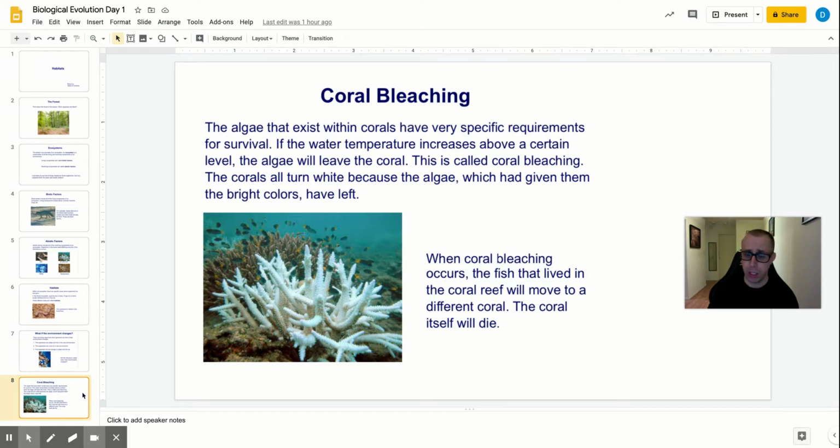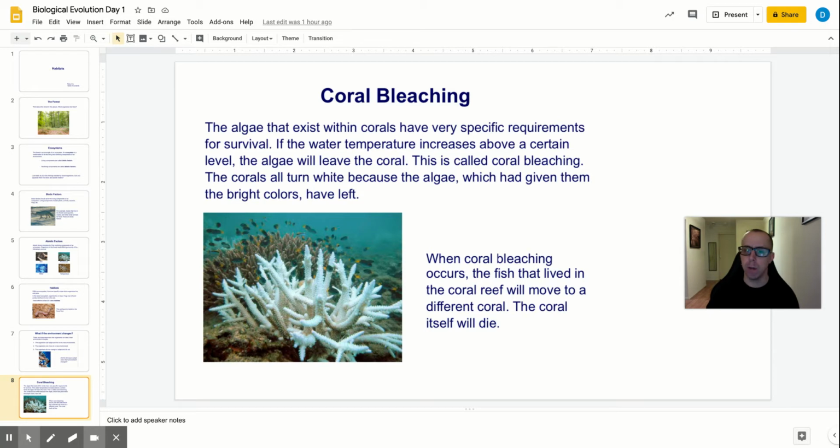When coral bleaching occurs, the fish that lived in the coral reef will move to a different coral. The coral itself, as an ecosystem, will die. So the fish have to leave and find a new habitat. Otherwise, they will not survive. They cannot survive in this dying ecosystem. Okay, so that is just one example of how animals have to adapt in order to change.